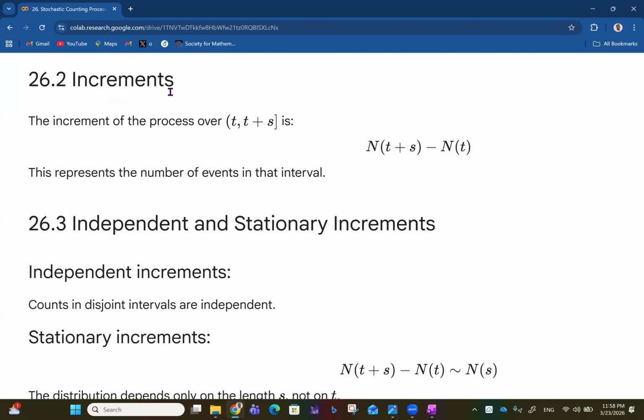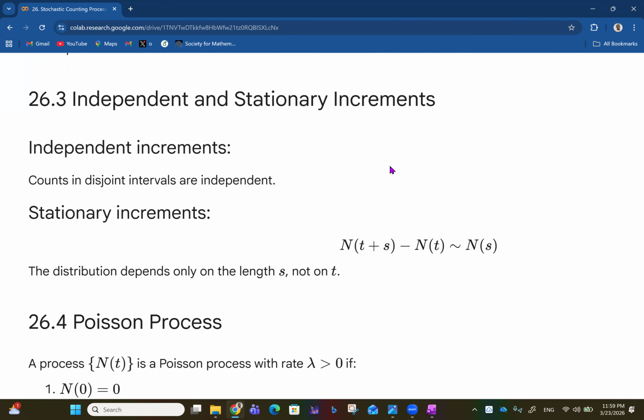Now, then we talk about increments. The increment of the process over (t, t+s], that is, after some time s from a given time t, is given as N(t+s) minus N(t). This represents the number of events in that interval. So you may be interested in the number of events within a particular interval. Okay, so that talks about the increments.